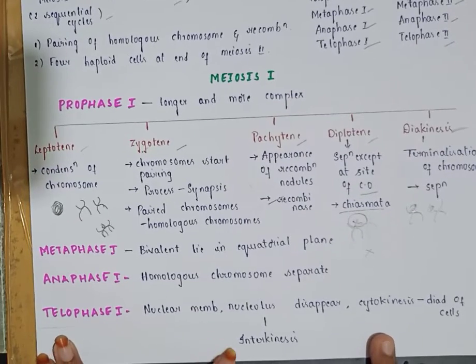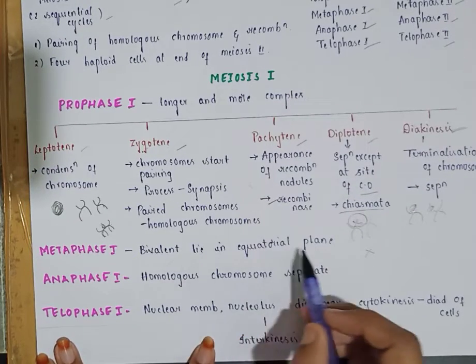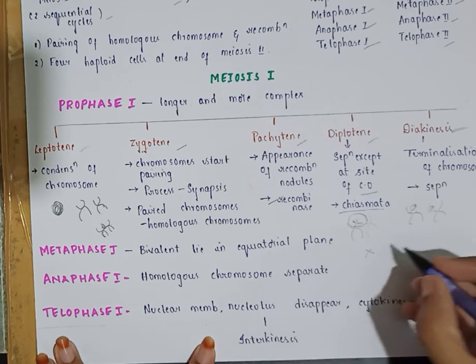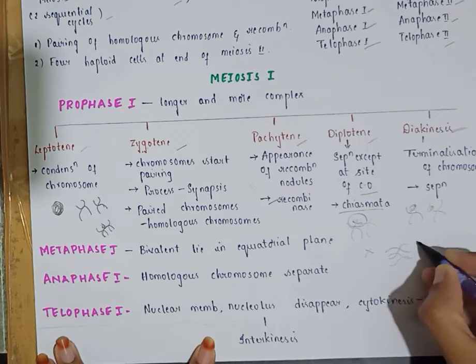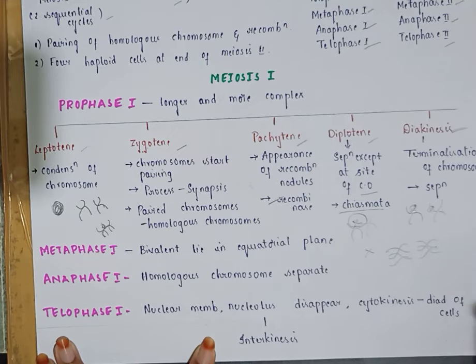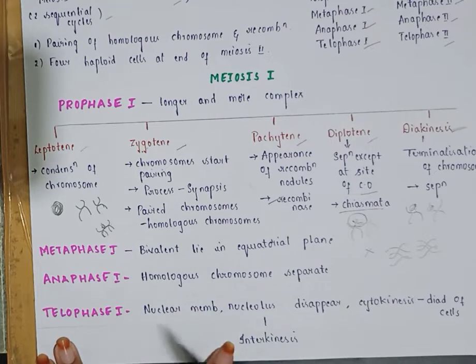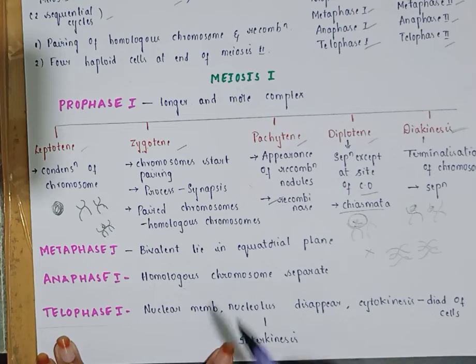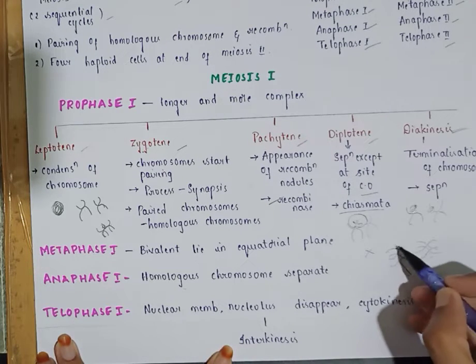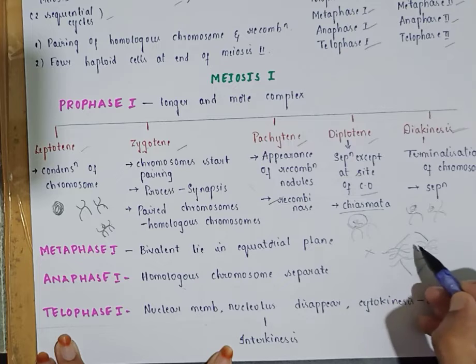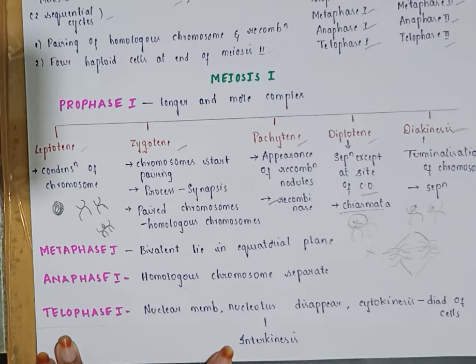During metaphase 1, these bivalents lie in the equatorial plane. During this phase, these bivalents lie in a single equatorial plane. So this is called metaphase 1. And during anaphase 1, homologous chromosomes get separated. So these two chromosomes come to this end, and these two chromosomes go to the opposite end. This separation occurs during anaphase 1.